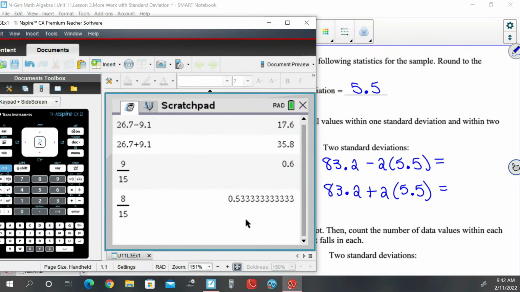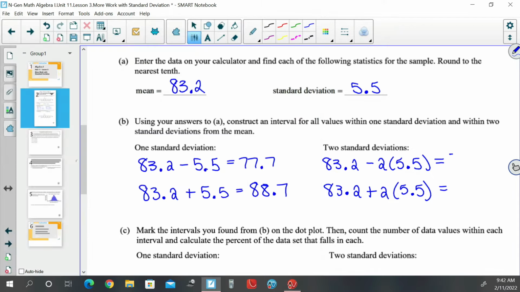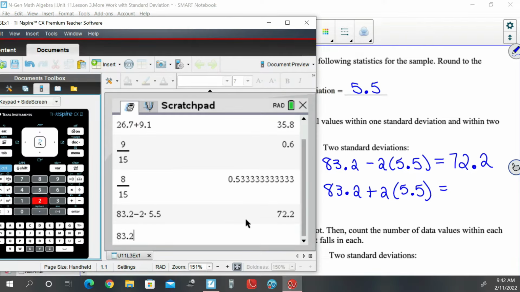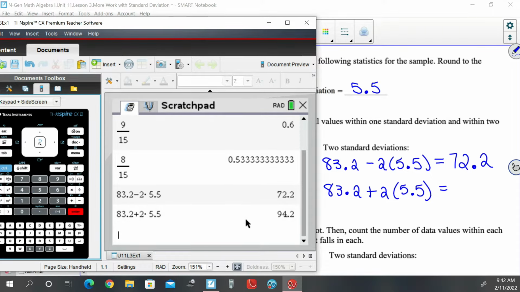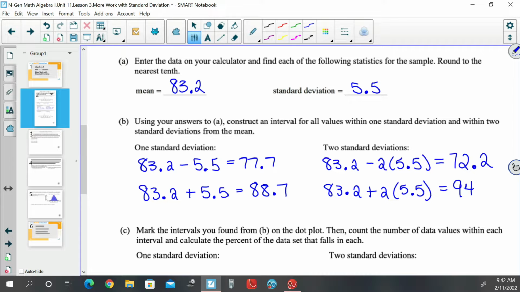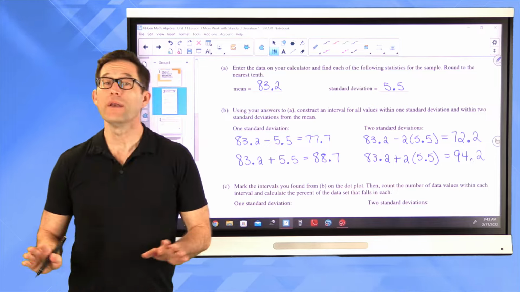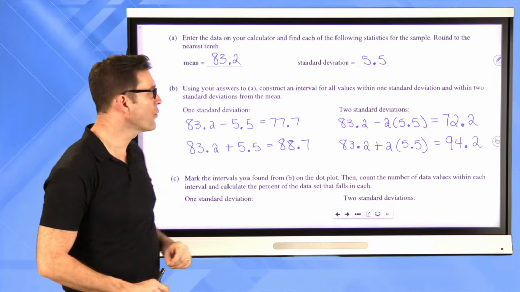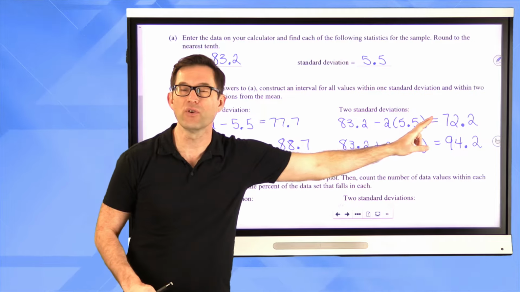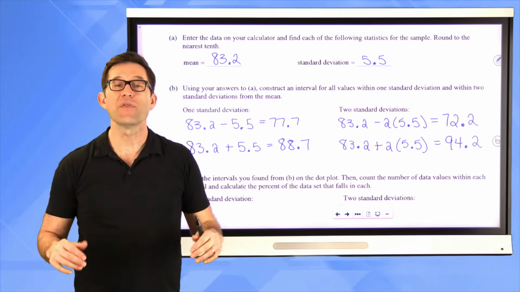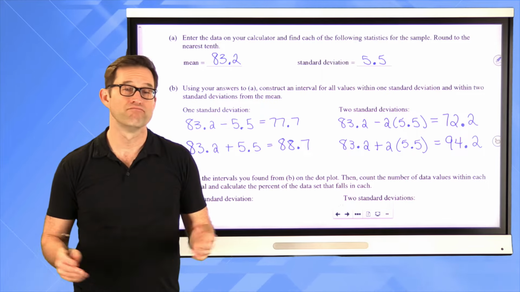Real easy. So we'll just do 83.2 minus 2 times 5.5. That's going to give me 72.2. All right, and then I've got 83.2 plus 2 times 5.5. Make sure that all looks good. Great. And that's 94.2. Okay. So now what I know is that every value that is between 72.2 and 94.2 is within 2 standard deviations of the mean. Excellent.